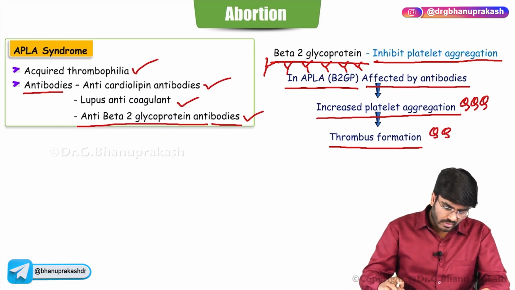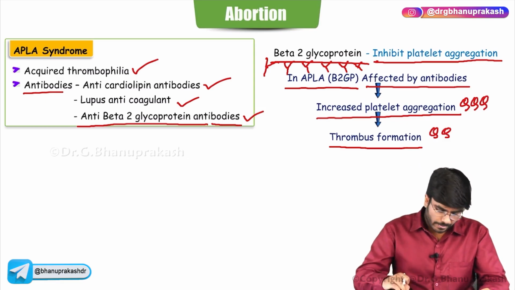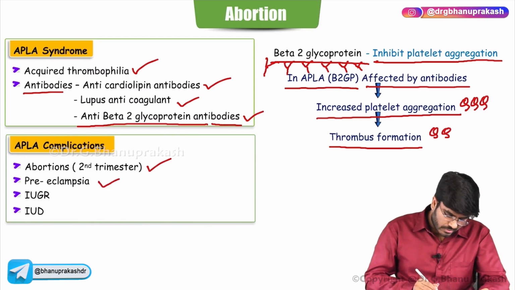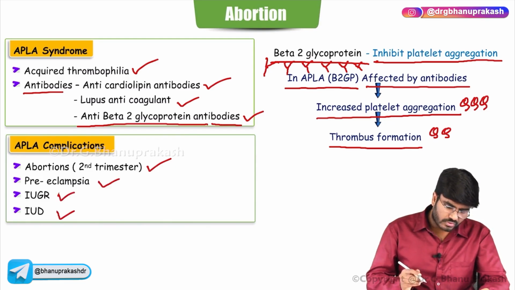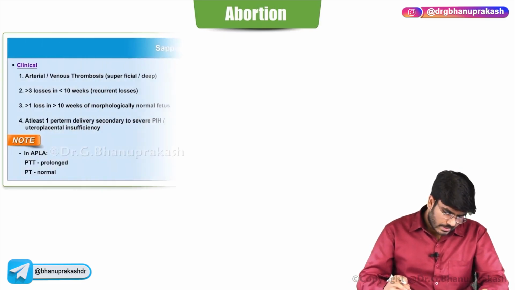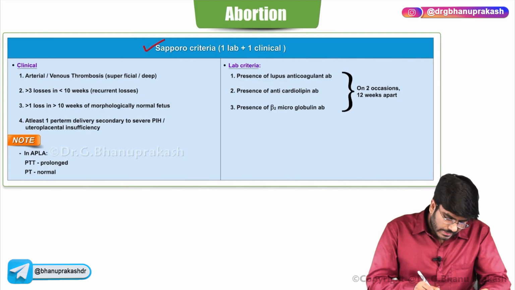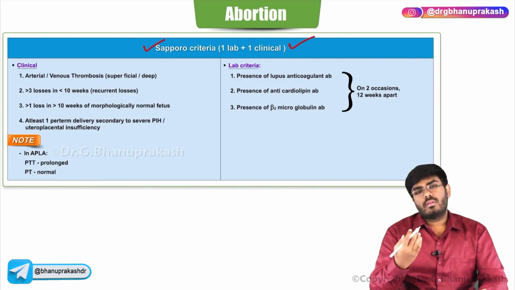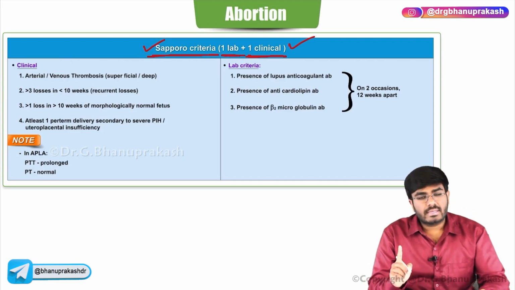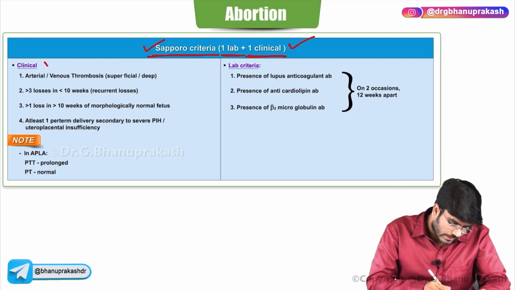Now let's see what are the complications seen with APLA. The complications include abortions, especially in the second trimester, preeclampsia, intrauterine growth restriction, or intrauterine death. Now let's see what the criteria is for diagnosing this APLA syndrome. The criteria is known as Sapporo's criteria. Here you need at least one lab and one clinical criterion. Let's see what the clinical criteria are.